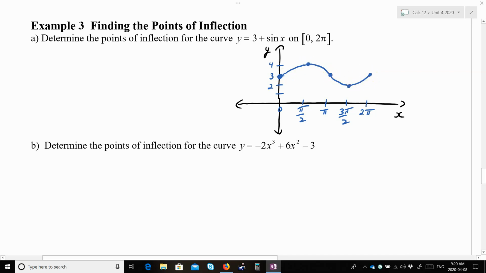Okay, so determine the points of inflection for the curve y equals 3 plus sine x on 0 to 2 pi. It looks to me, just from looking at the graph, that it's going to be this point right here, right? That's where concavity switches from concave down to concave up. Okay, so graphically, that looks like the spot.